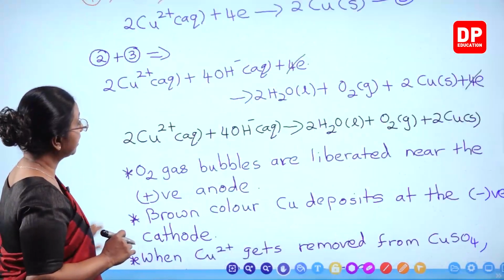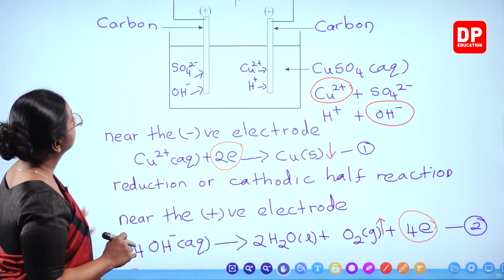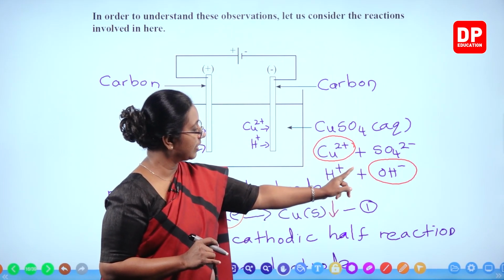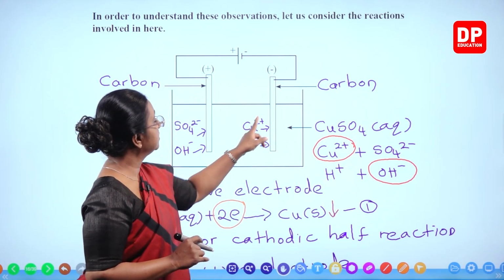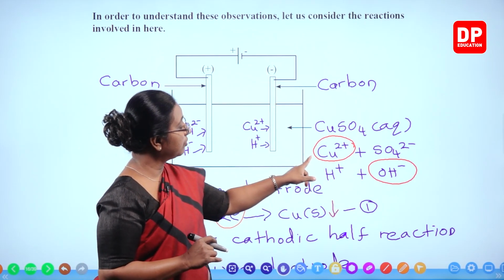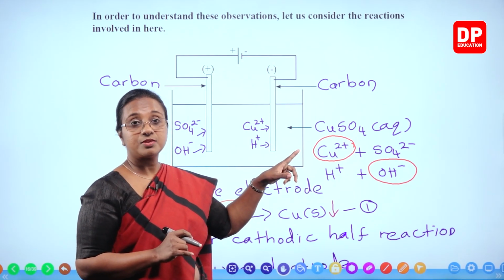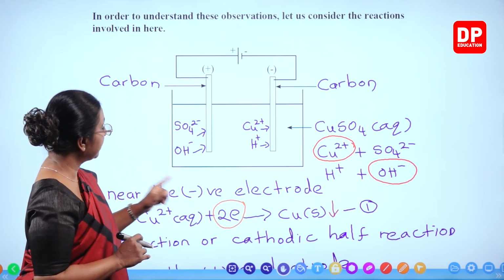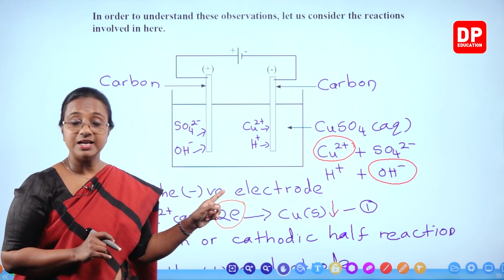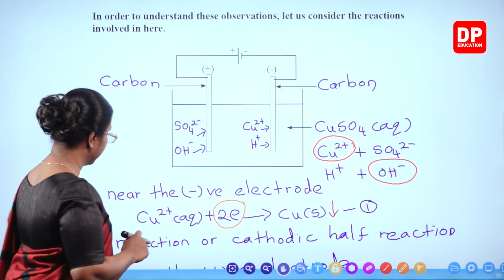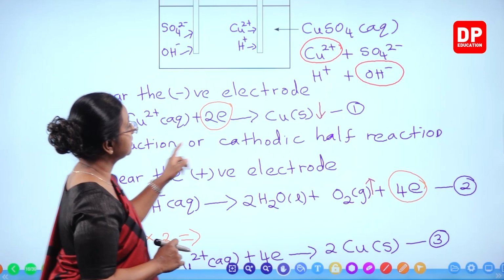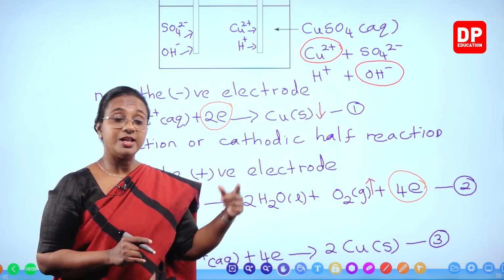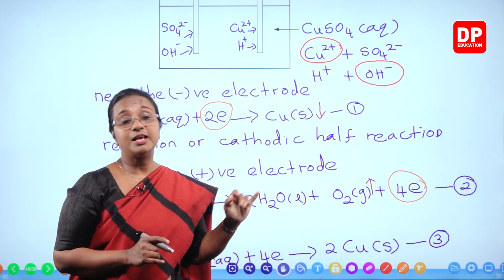So we'll quickly look at the process again. Now this is what happened. Initially we had Cu2 plus, sulfate, H plus and OH minus. Out of that, Cu2 plus goes near the negative electrode, gets reduced and deposits as copper on the cathode. And near the anode, that is the positive electrode, OH minus ions get oxidized. Their oxygen gas will be liberated. These are the reactions taking place. Here you can see H plus and sulfate remaining. So that is what I told you all. H plus and sulfate ions remain in the electrolytic cell.